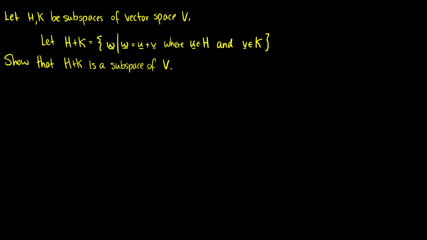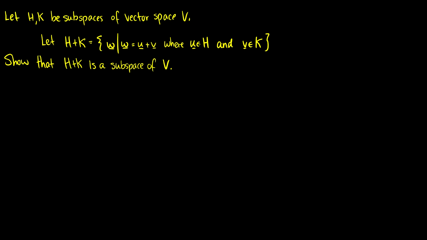In this video, we'll do some more proofs with subspaces. Like in the last video, we're going to let H and K be subspaces of some vector space V. And we're going to define H plus K to be the set of vectors w such that w is composed of one vector from H and one vector from K. So w is equal to u plus v, where u is in H and v is in K. So we want to show that H plus K is also a subspace of V.